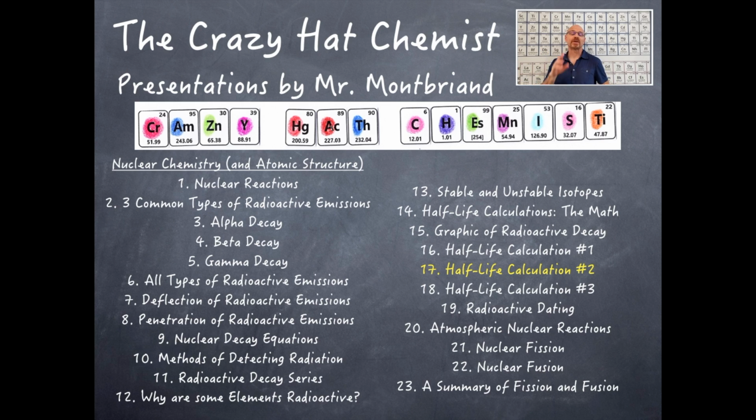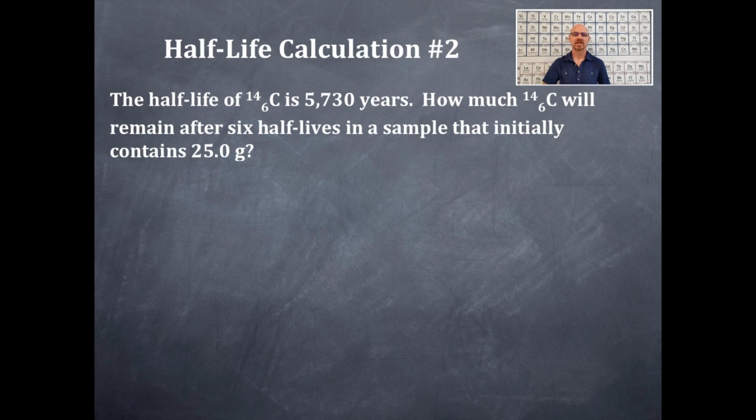So today we're going to be doing the 17th video on nuclear chemistry, another half-life calculation. So let's get moving. Bam! Half-life calculation number 2. The half-life of carbon-14 is 5,730 years. How much carbon-14 will remain after 6 half-lives in a sample that initially contains 25.0 grams?